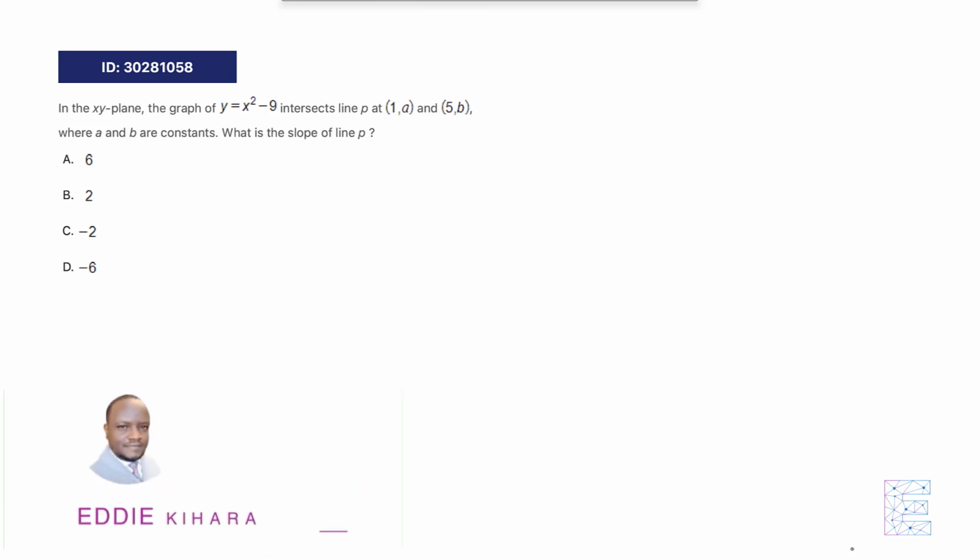All right, in the xy plane, the graph of this equation, a quadratic equation, intersects line P at (1, a) and (5, b), where a and b are constants. What is the slope of line P? Recall, there's always a concept behind every SAT math question. So this one is pretty clear in telling us what the concept is.